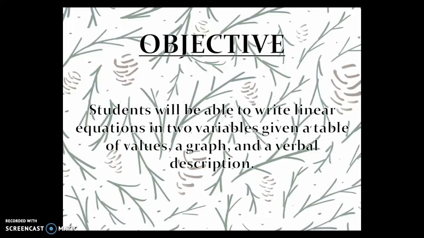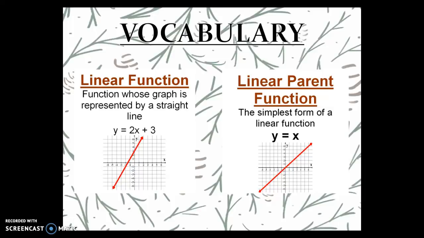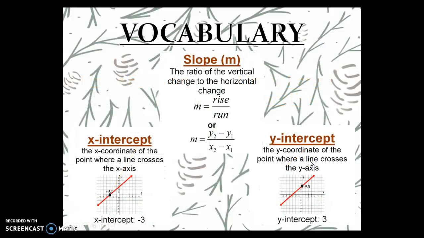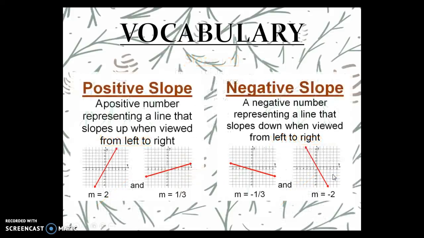Okay, so today, students will be able to write linear equations in two variables given a table of values, a graph, and a verbal description. A linear function is anything with a straight line. The linear parent function is y equals x, before you add anything to it. The x-intercept is where the line crosses through the x-axis. Slope is rise over run, or the difference between the y's over the differences between the x's. The y-intercept is where the line crosses through the y-axis.